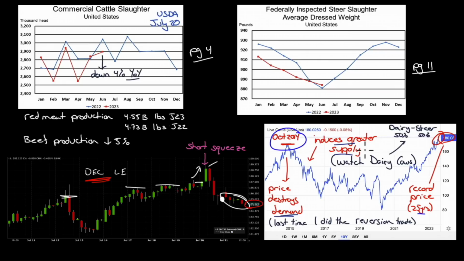Ranchers will then start increasing the size of their herd, but it takes anywhere from 12 months to 24 months to put a cattle to slaughter, depending on how you're feeding them. So over time, supply starts hitting the market, and that's what happens, the price goes down, because you did destroy demand on the way up, and it did induce greater supply. Well, look at where we are over here. So it is going to work on demand.